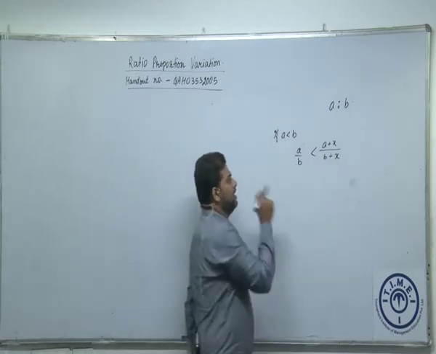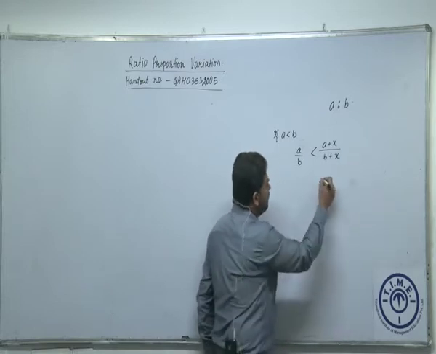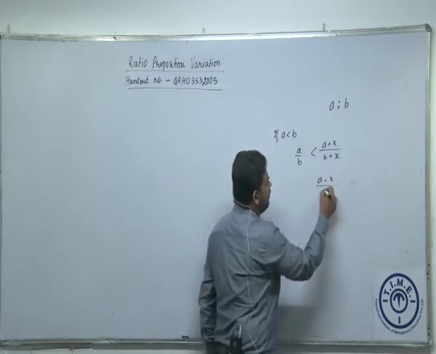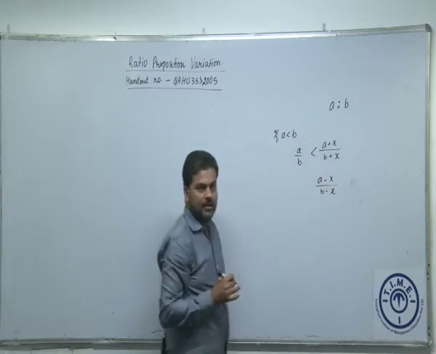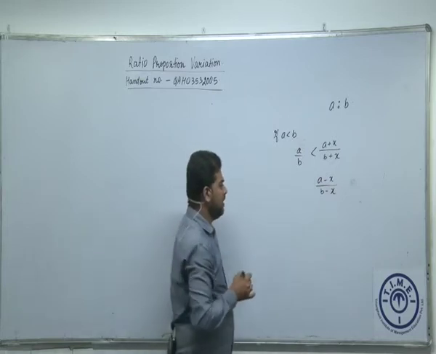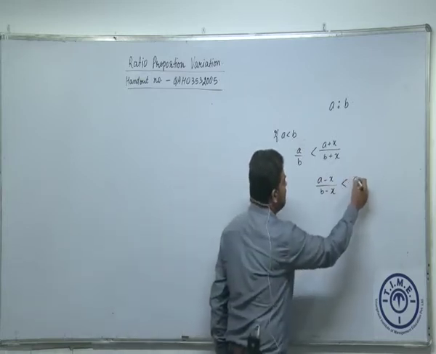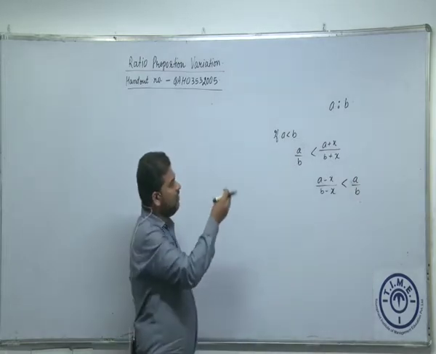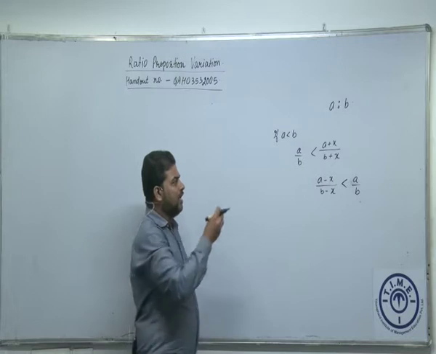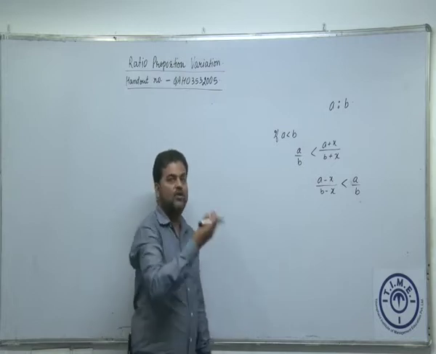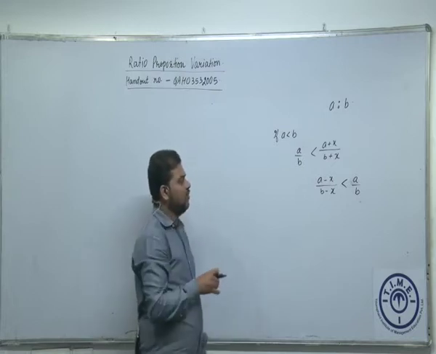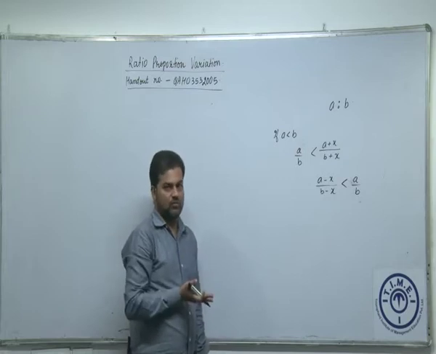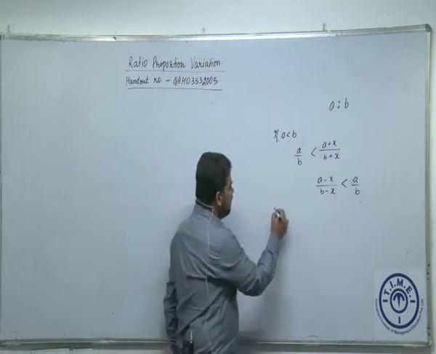Similarly, (A minus X) by (B minus X) will be less than the original ratio. So we are saying if A is less than B, then adding a constant will increase the value of the ratio and subtracting a constant will decrease the value of the ratio. Okay? Let's look at the other case.